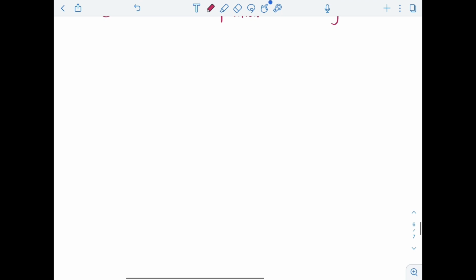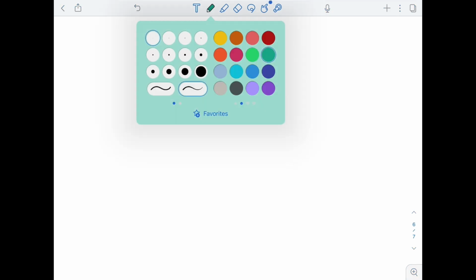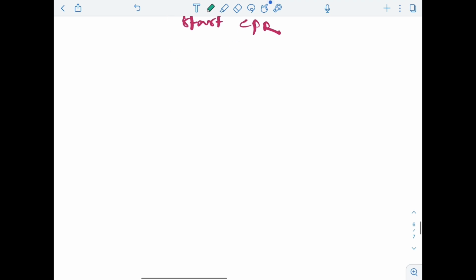After checking all the above guidelines of ACLS, if everything is negative, that means the fifth step, the respiration, is negative, then we should start CPR. What is CPR? CPR means cardiopulmonary resuscitation, which is usually done in cardiopulmonary arrest. In CPR, first of all, we should start the chest compressions, in a ratio of 30:2.